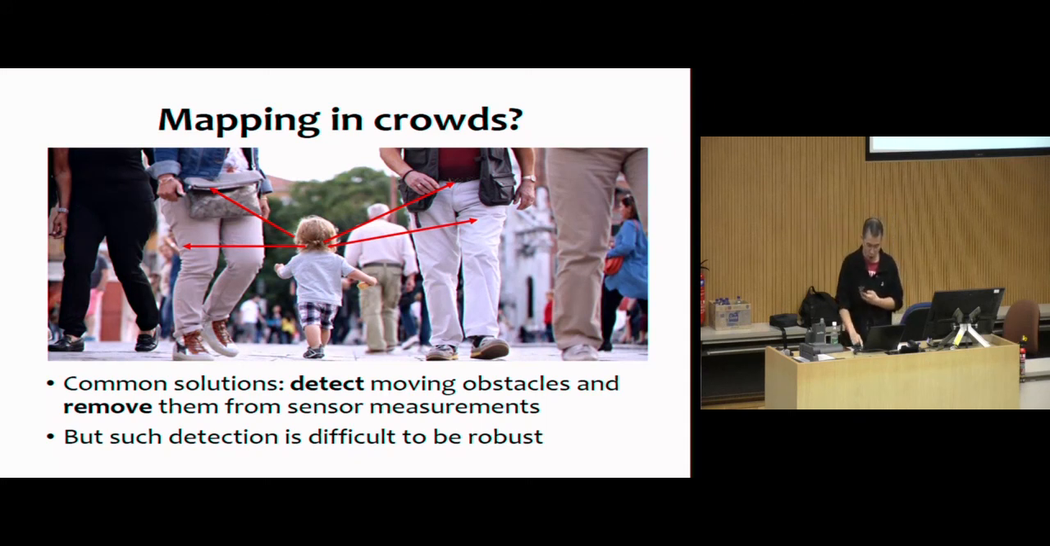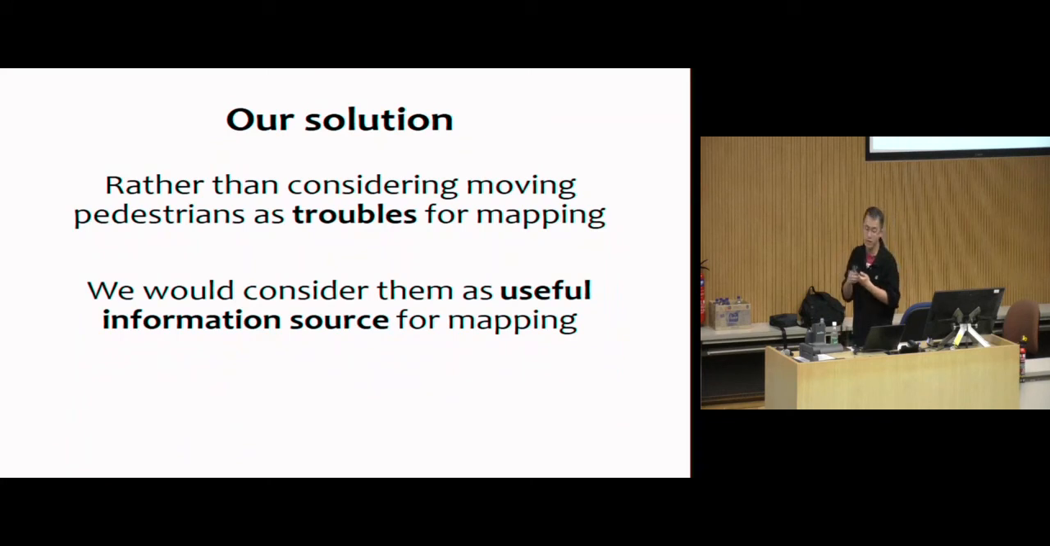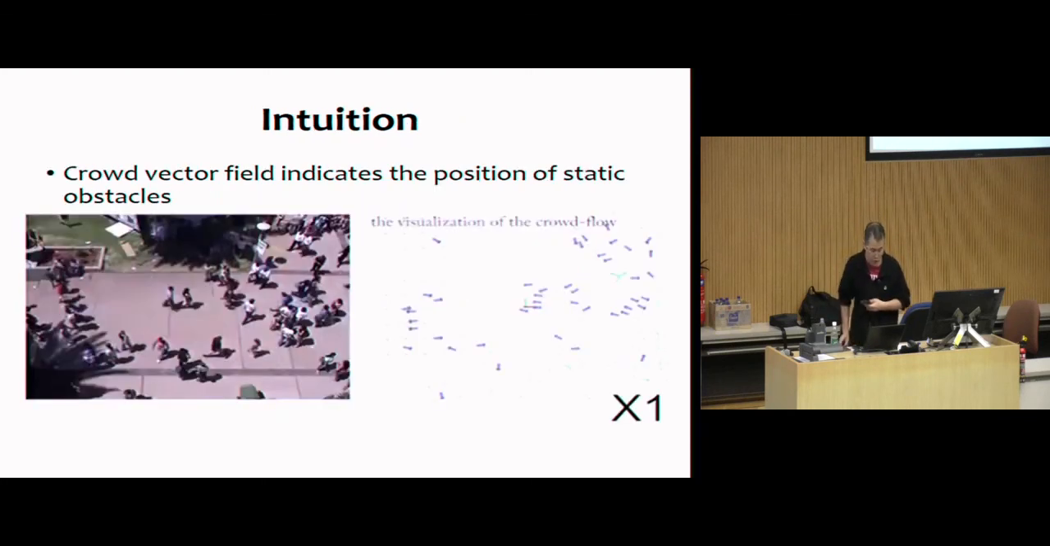So our idea is actually the opposite. Rather than considering the moving pedestrians as trouble for the mapping, we will consider them as a useful information source for mapping. They are very, very useful for mapping, as we'll see. So how is it possible? Let's see. The intuition is very simple. Let's look at this video.